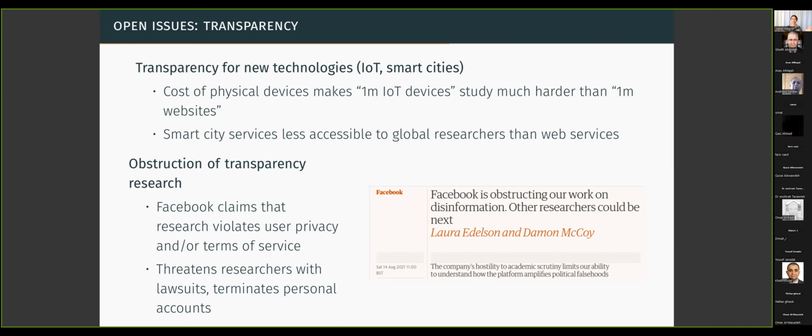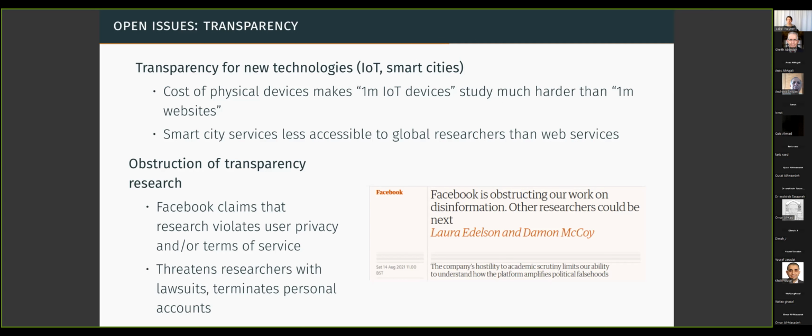Studying their properties is actually much harder because 1 million websites, yeah, it's easy. You just basically go there and visit them. But if you want to study 1 million Internet of Things devices, you actually have to buy those devices and put them somewhere. So it's a much more complicated experimental setup that researchers would be looking at to create transparency for these technologies.